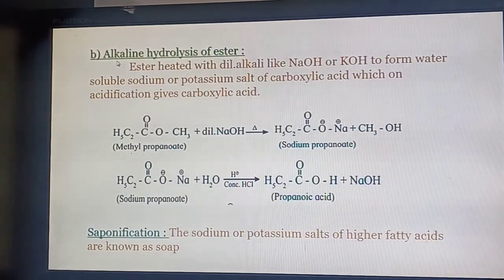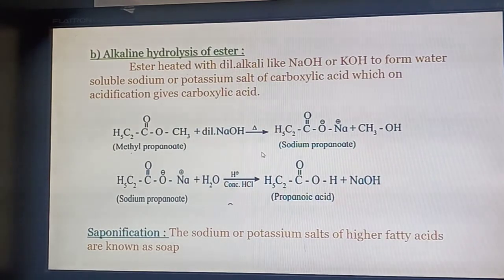Then next is by alkaline hydrolysis of ester. So esters when heated with dilute NaOH or KOH form water soluble salt of sodium or potassium carboxylate. Here if we use methyl propanoate plus dilute NaOH, if it is heated, then we get sodium propanoate, which is water soluble salt. This sodium propanoate undergoes acid hydrolysis to form corresponding carboxylic acid. So this is propanoic acid plus NaOH.